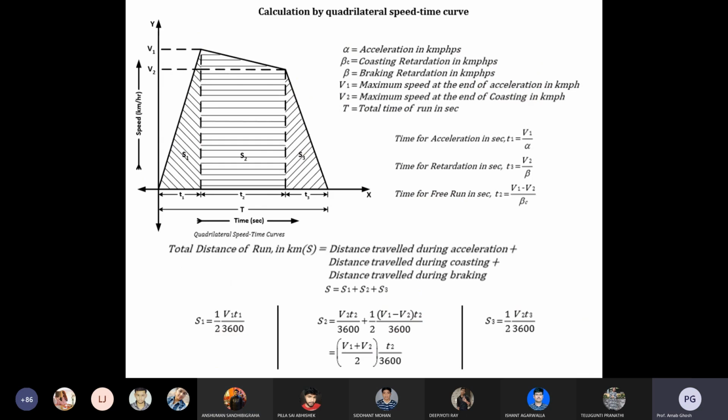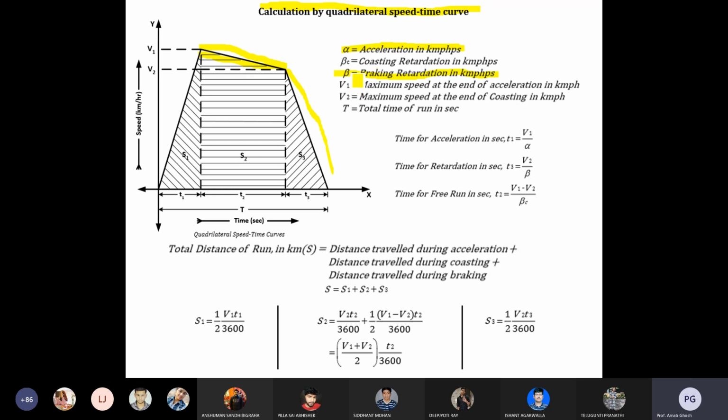So then we can see the calculations for the quadrilateral. In quadrilateral calculations, alpha is for acceleration, in kilometer per hour per second. Beta c is the coasting retardation, and beta is the total normal retardation.